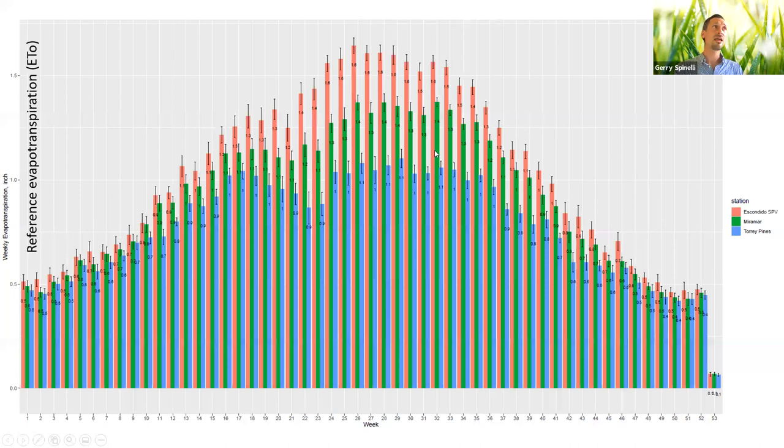But the point of this slide is to keep in mind that we are at about 1 inch, and depending on your conditions, you will be between half an inch during winter up to 1.5 or 1.6 inches per week during summer. If you remember only one number from this presentation, please remember this one.